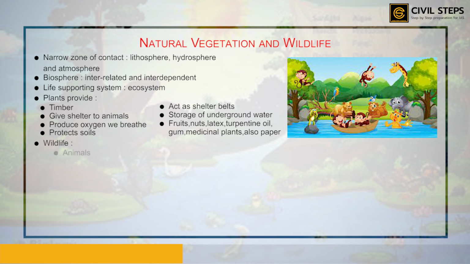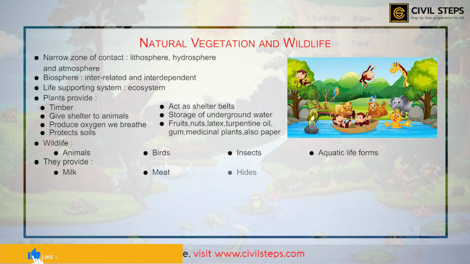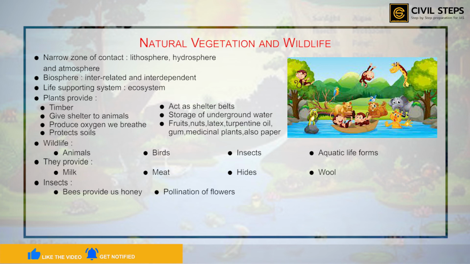Wildlife includes the animals, birds, insects as well as the aquatic life forms. They provide us with milk, meat, hides and wool, whereas insects like the bees provide us with honey, help in the pollination of flowers and have an important role to play as decomposers in the ecosystem. The birds feed on the insects and act as decomposers as well.